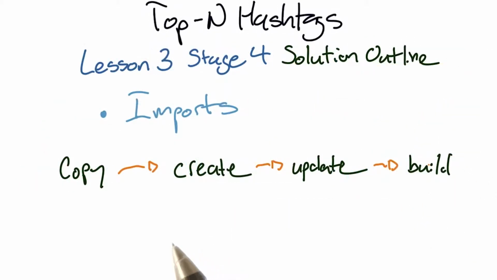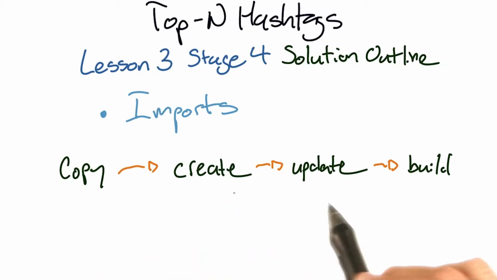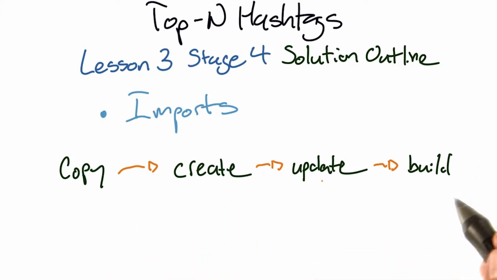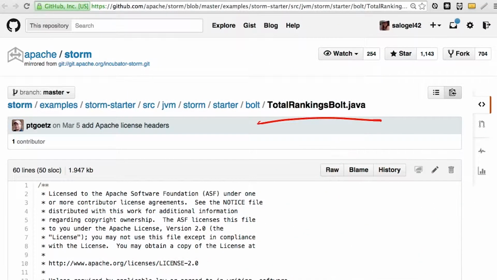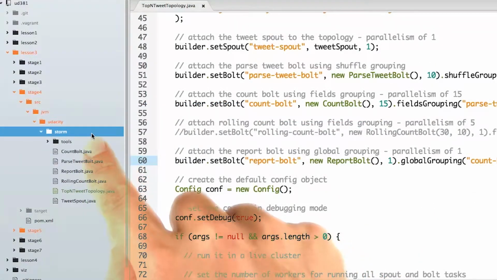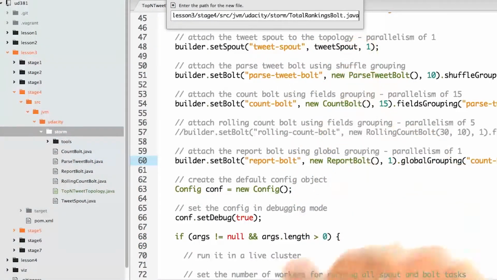And this will begin the process of a fairly tedious cycle to copy, create, update import statements, build using Maven, which leads to more copying, creating, updating, and building. So let's get started. We first copy the total rankings bolt. We navigate to the Storm folder, not the tools, and create our file named totalrankingsbolt.java.